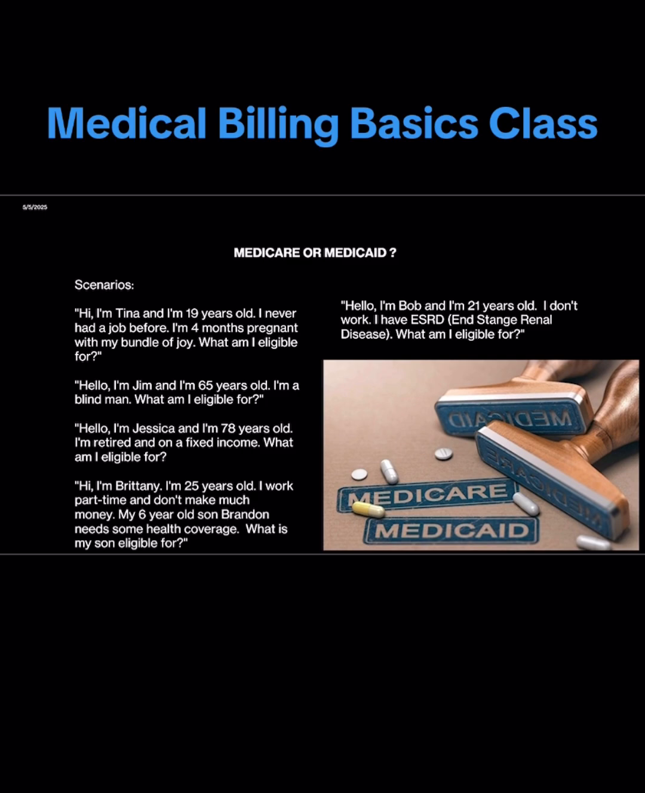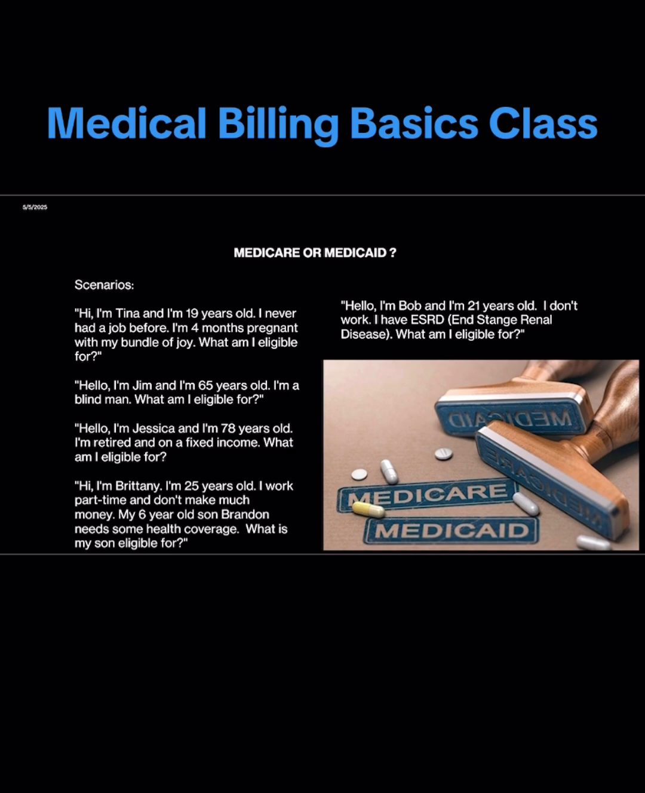Moving on. Hello, I'm Jim. I'm 65 years old. I'm a blind man. What am I eligible for? Okay. All right. Now, if you answered Medi-Medi, you are correct. So this one is dual eligible. The reason for Medicare is because he is 65 years old, so he meets the Medicare requirements, but he's also a blind man, and that would be for Medi-Cal or Medicaid as well. So he'll be dual eligible.